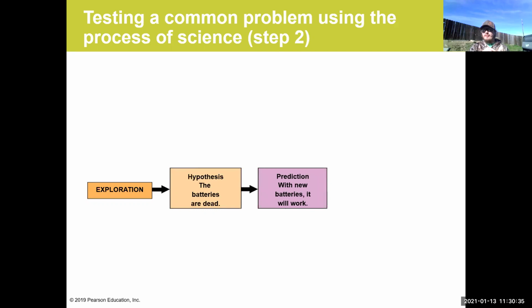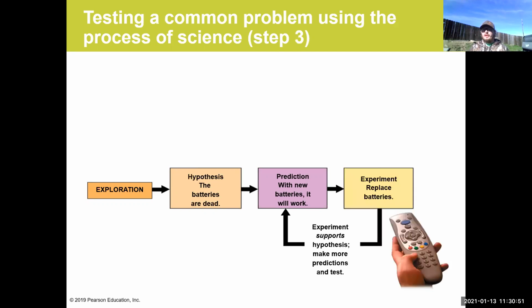Notice how I did an if-then statement. Predictions come with these, they are these if-then statements. So if you do this, then this will happen. So if I put new batteries in the remote, then it will work the TV. So for this example, the experiment will be to replace the batteries. So once I put the batteries in, if the remote works, then we supported our hypothesis. If we put in our batteries and the remote does not work, then we have no support for our hypothesis.